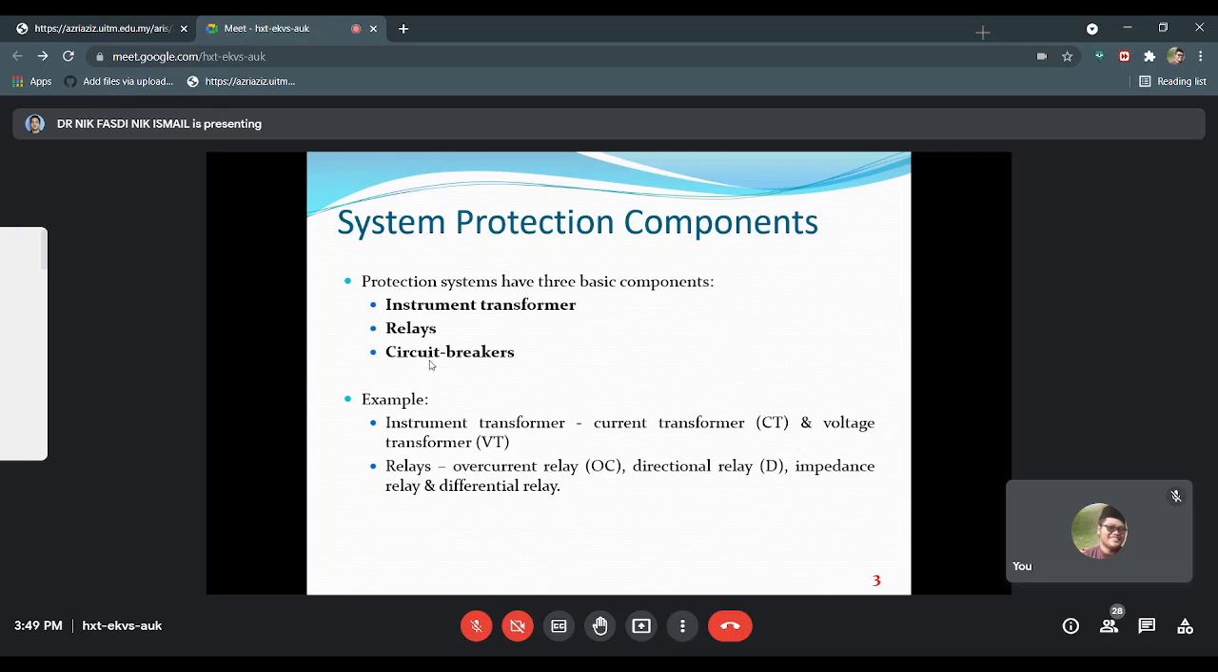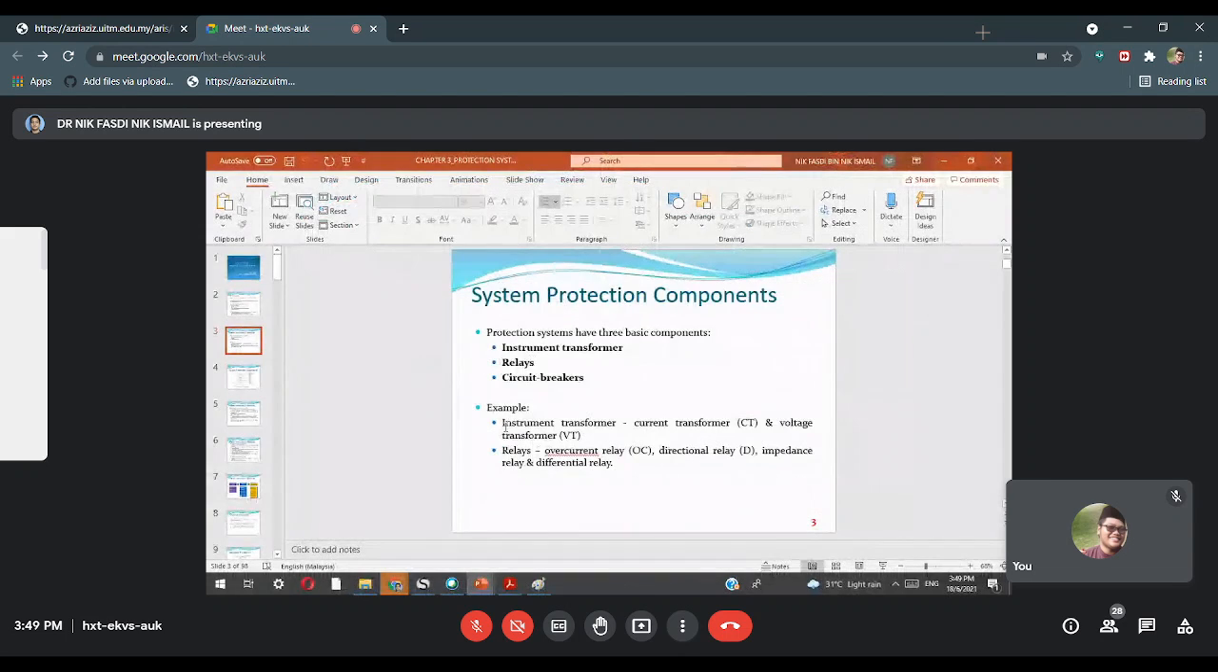Okay. So protection system have three basic components. Saya cakap tadi, again, instrument transformer. Basically, instrument transformer ni kita boleh katakan sebagai current transformer and voltage transformer. Kita juga ada overcurrent relay, directional relay dan impedance relay. Banyak type, tapi yang common one is current transformer and voltage transformer. Maksudnya dia nak step down the current into the small amount of current. Voltage pun sama, dia nak step down the voltage.